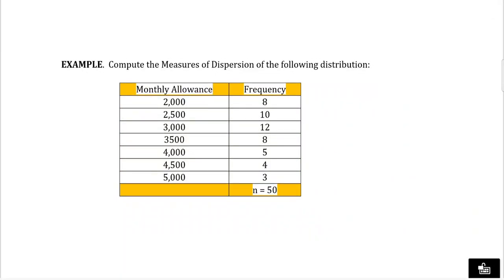Okay, so we will now compute the measures of dispersion of the following distribution, which is a sample of 50 individual data, which is arranged already into a frequency distribution. So take note that the data here are singular, but we have here the number of times that the data has appeared in our given.